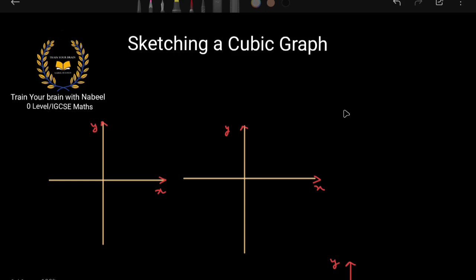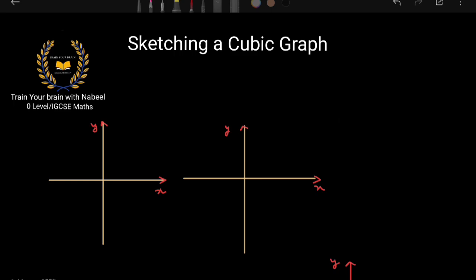Today's lesson is extremely important and very useful for O-level and IGCSE mathematics. We are learning how to sketch a cubic graph when the leading coefficient is negative. In the previous lesson, we learned the cubic graph if the leading coefficient is positive.